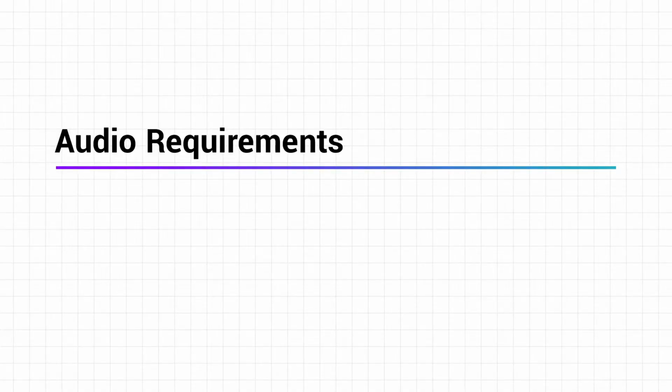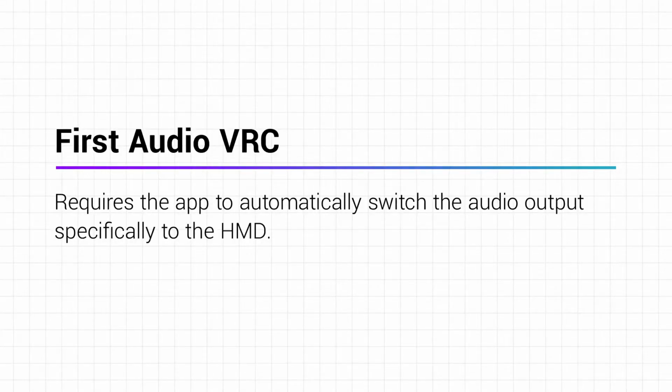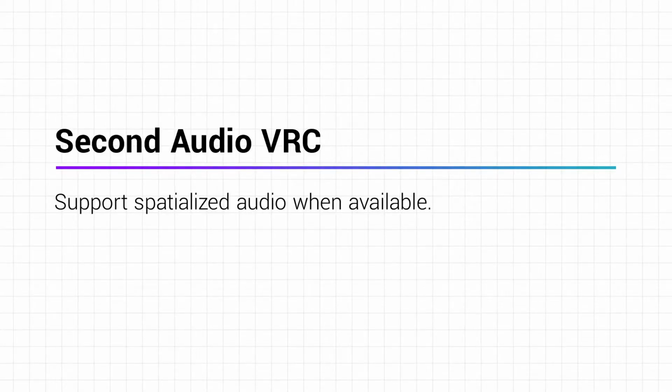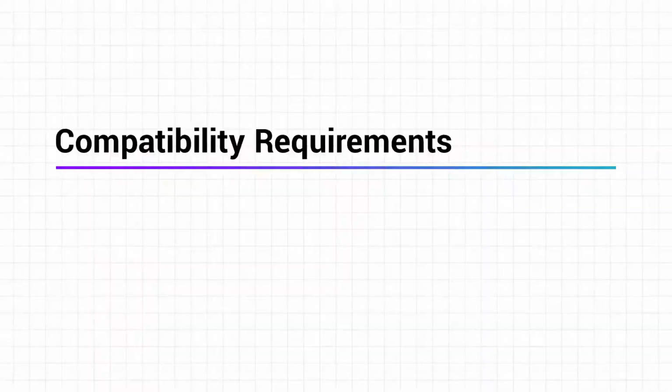Audio requirements. There are only two audio-related VRCs. The first requires the app to automatically switch the audio output specifically to the HMD. This is taken care of for us automatically by the Unreal Engine, but is easily verified by booting up your application with your headset on and making sure you can hear it from the headset speakers. Requirement number 2 is a general guideline to support spatialized audio when available. It's good practice to spatialize all diegetic audio, or audio that occurs from sources in the game world. The Oculus HRTF is specifically built to extend the built-in Unreal features and improve immersion.